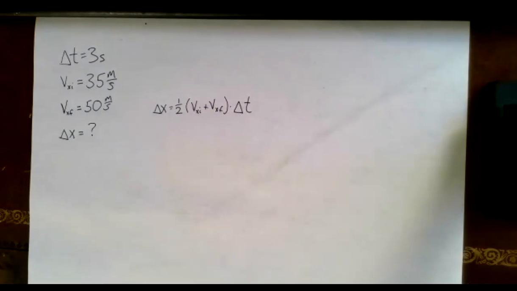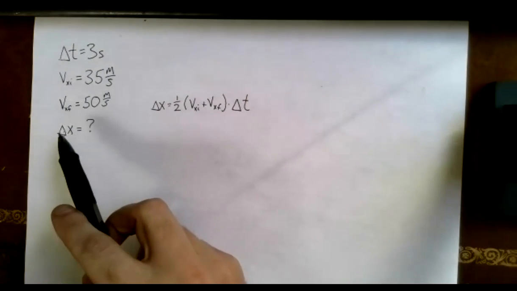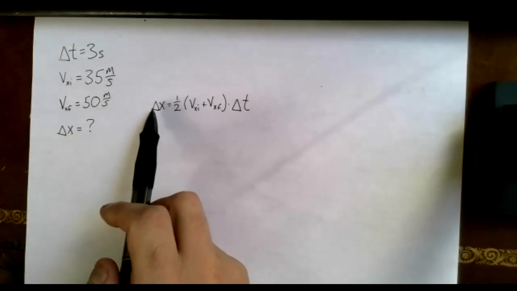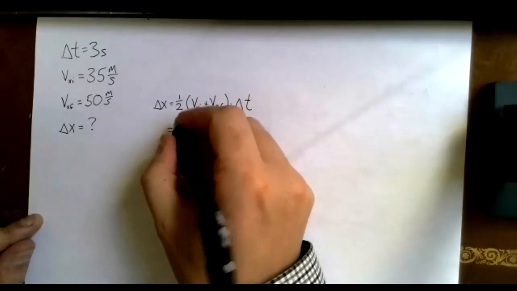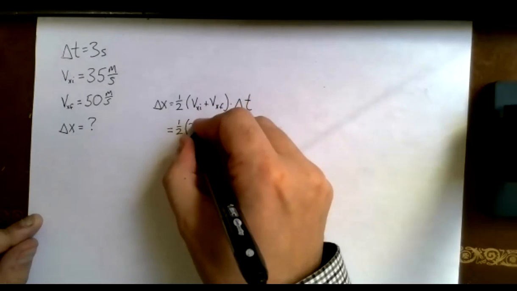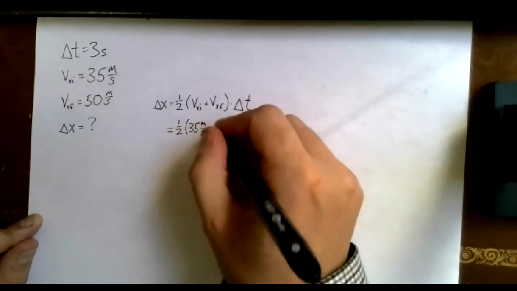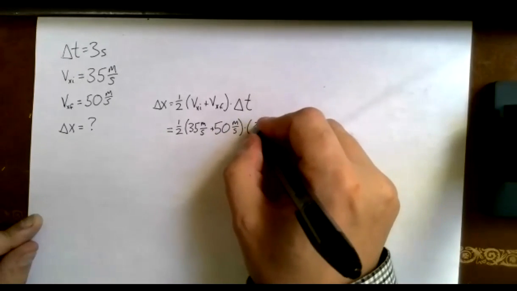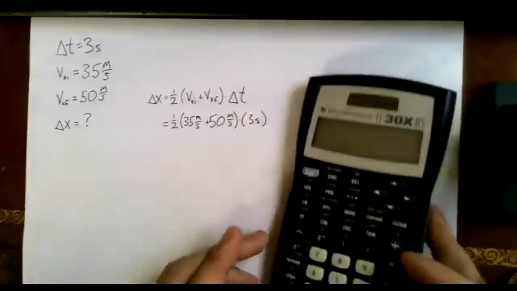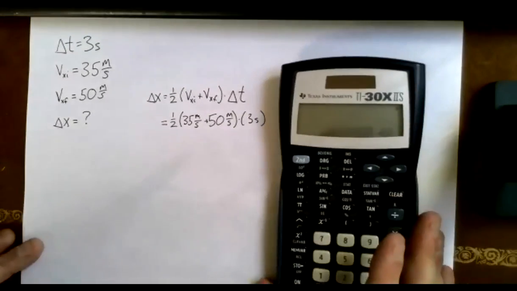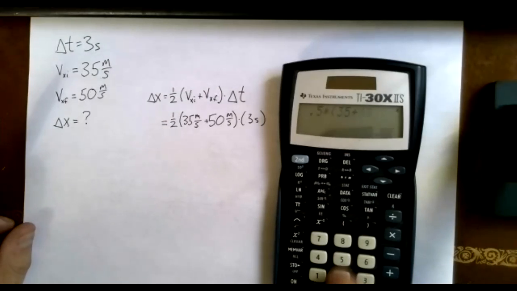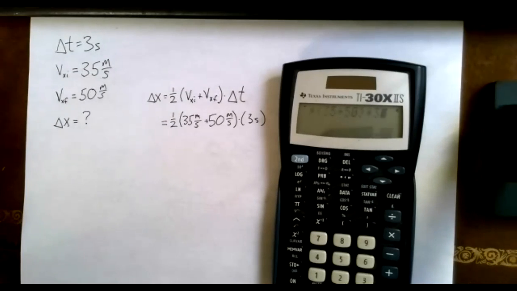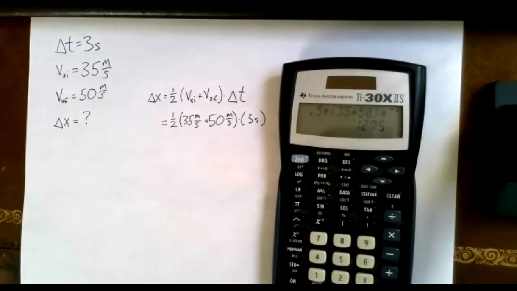All right, so step 4 would be to rearrange our equation to get our unknown all by itself, but we're in luck today. Delta X is the unknown, and delta X is already by itself, so no algebra today. We can go ahead and plug our numbers in. So we have 1/2 times 35 meters per second plus 50 meters per second, and then we'll multiply all that times 3 seconds for time. We want to make sure we use the parentheses here on the calculator, because we do 1/2, so 0.5 times 35 plus 50. We'll close the parentheses and multiply by 3. And I get 127.5.